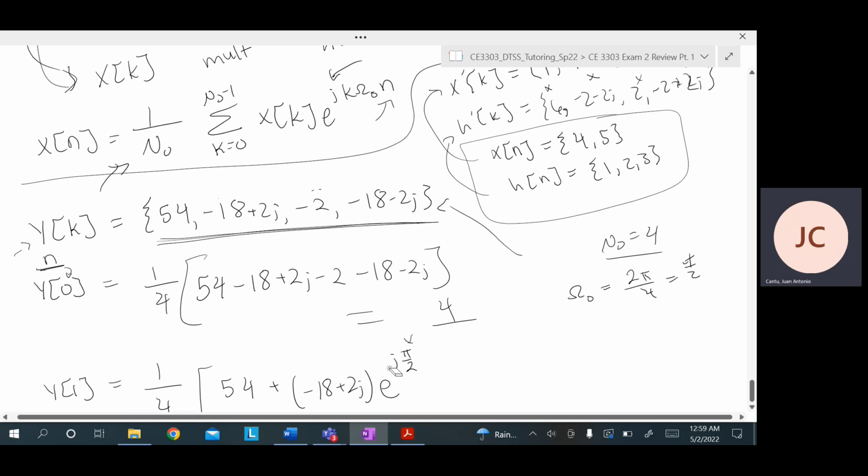And I'm sorry, it should not be minus. We're doing inverse DFT, so notice I'm not using minus. That's the difference. We got e to the j pi halves. And then n is 1, k is 1: minus 2, e to the j pi halves. N is 1, k is 2.